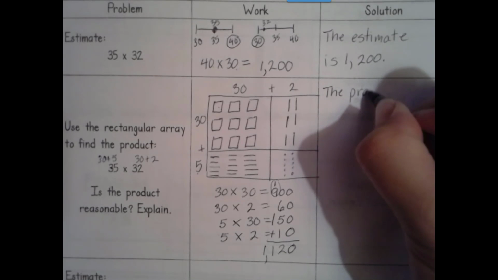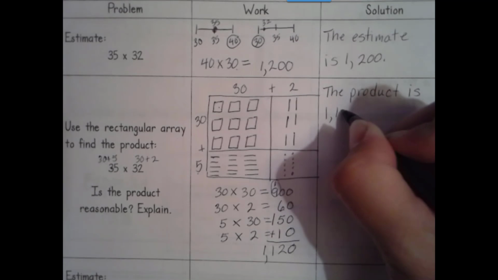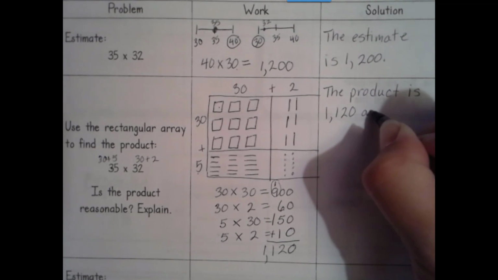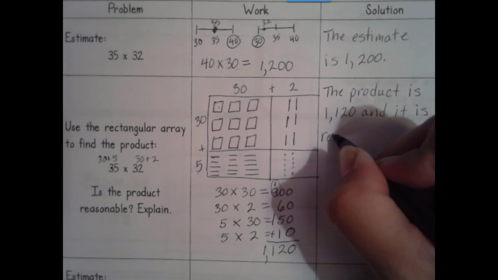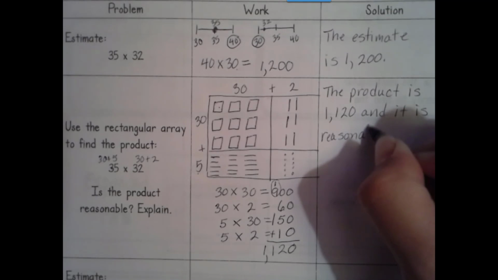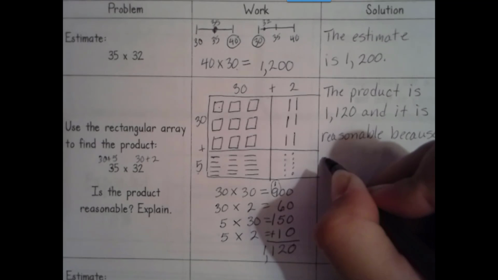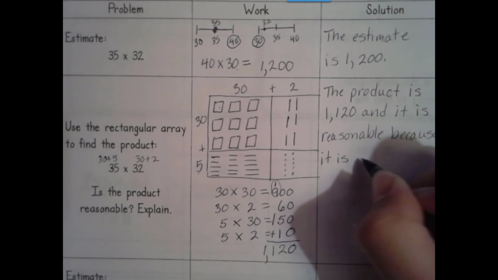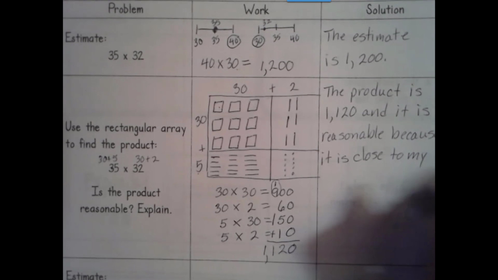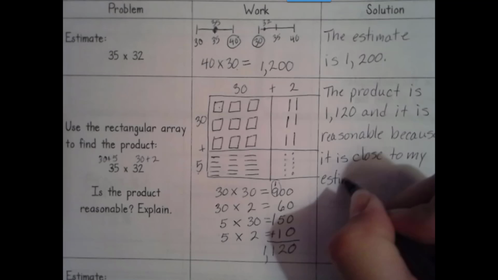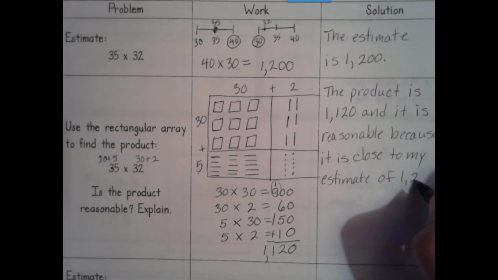The product is 1,120, and it is reasonable because it is close to my estimate of 1,200.